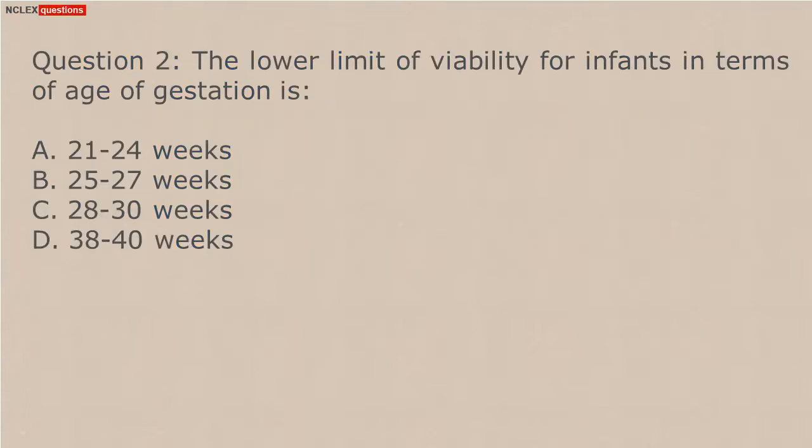Question 2. The lower limit of viability for infants in terms of age of gestation is A. 21-24 weeks. B. 25-27 weeks. C. 28-30 weeks. D. 38-40 weeks.